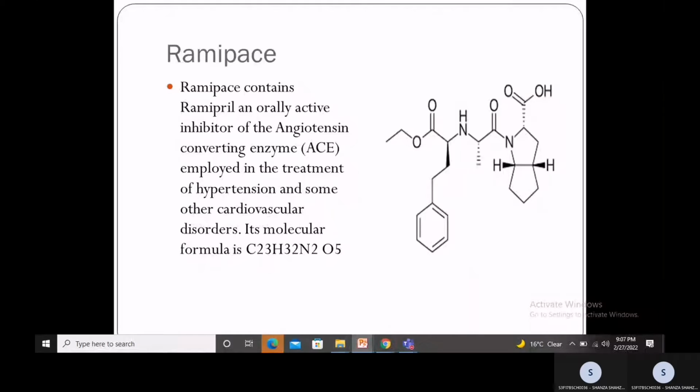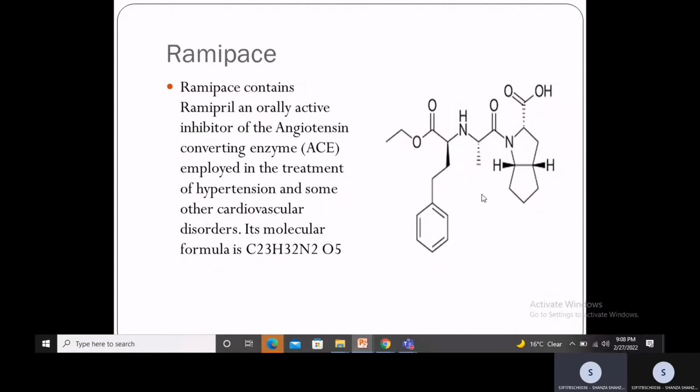In my next slide, Ramipase. Ramipase is the brand name of ACE inhibitors that contain ramipril. Pril is the suffix of the ACE inhibitors. Ramipril is an orally active inhibitor of angiotensin converting enzyme employed in the treatment of hypertension and some other cardiovascular disorders. And its molecular formula is C23H32N2O5. Here is the structure of Ramipase.